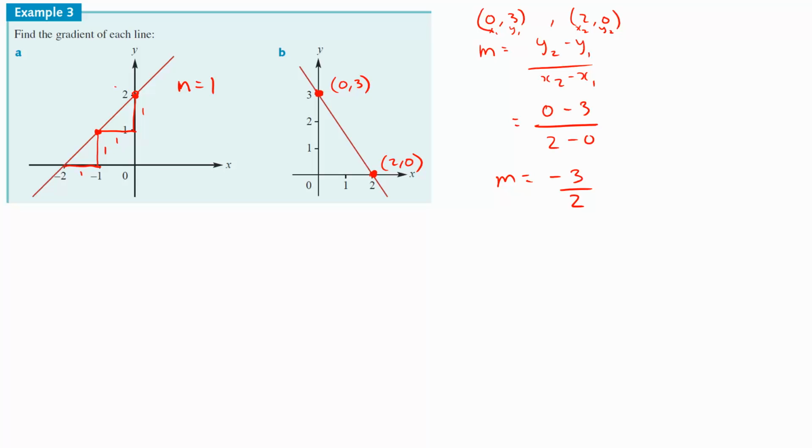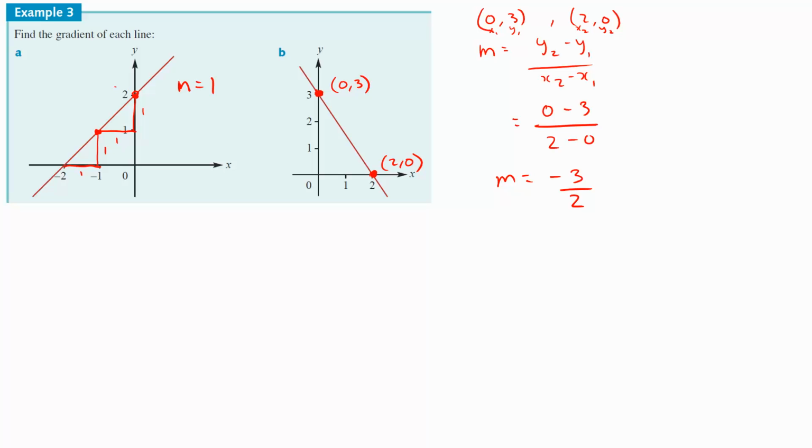So you see from this point, you went down 3, 1, 2, 3. So 3 take away 3 goes down to 0, and you go across 2. 1, 2. That's what you're doing. So you want to get to the next point, go down 3, across 2. 1, 2, get to the next point, down 3, across 2. That's what this ratio means. It just tells you how much you go vertically, how much you go horizontally.